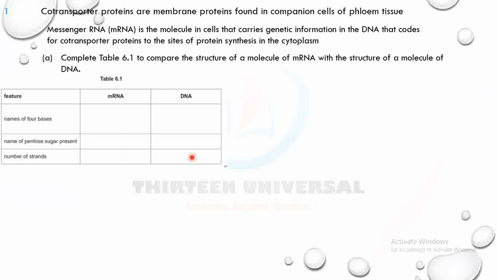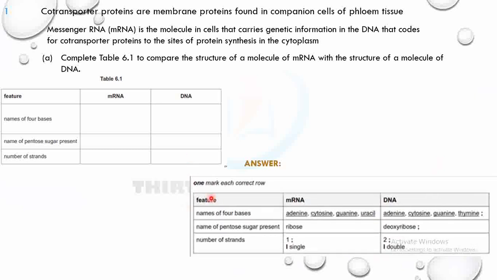If you check this, you'll see that they all have adenine, cytosine, guanine. The difference is that mRNA has uracil and DNA has thymine. The pentose sugar here is ribose, and in DNA it is deoxyribose. There's one strand and two strands. Okay, let's quickly go to the next question.